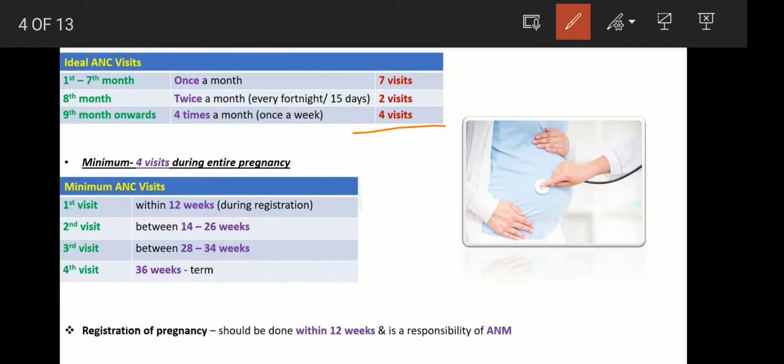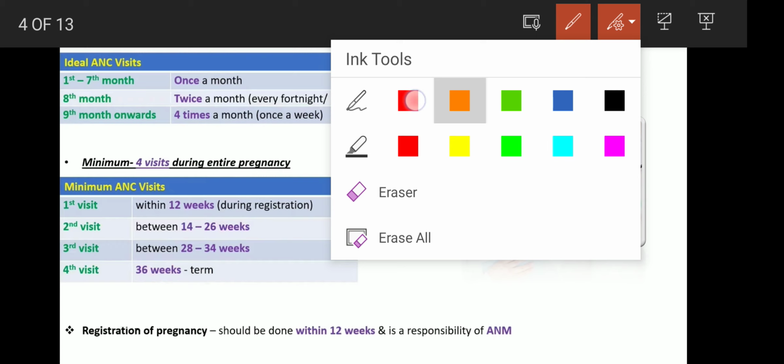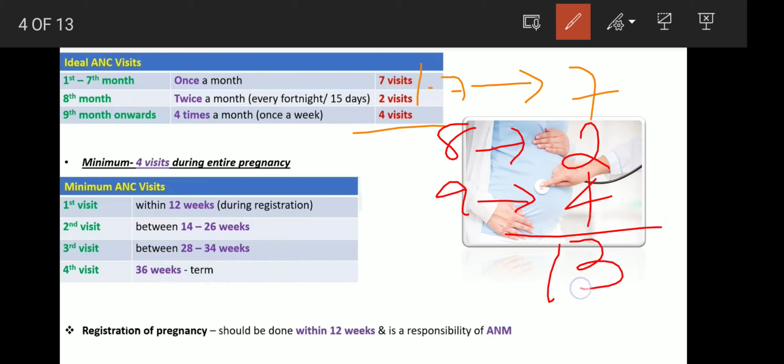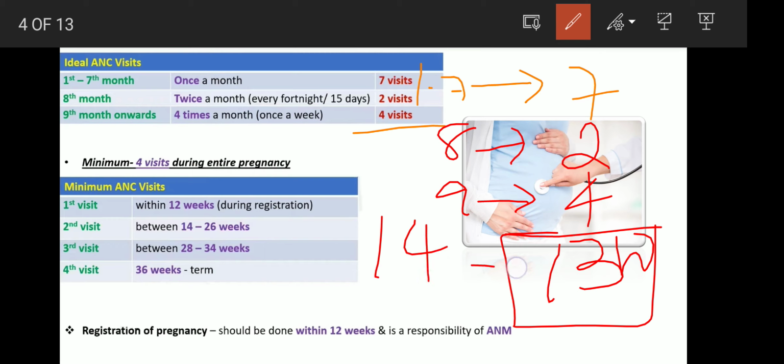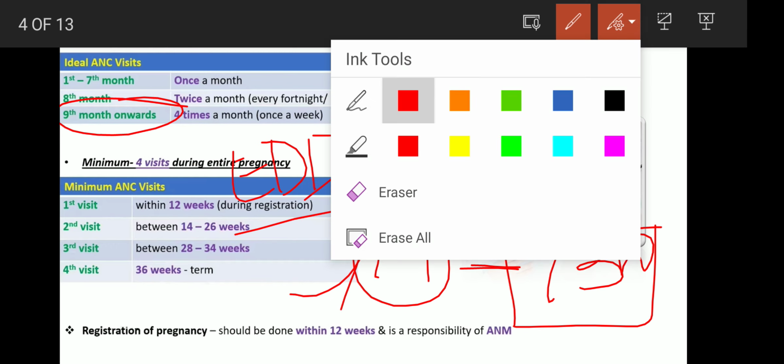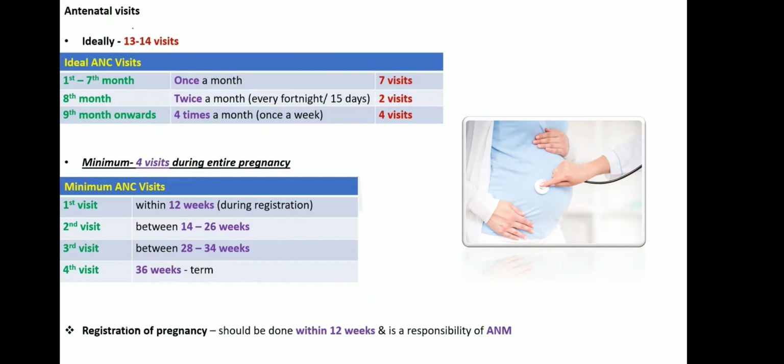So the total we see: the first 7 months, 7 visits. In the 8th month she has to make 2 visits. In the 9th month onwards, every week, a total of 4 visits. It completes 13 weeks. So now, why have they given 13 to 14? Sometimes the EDD extends beyond the 9 months. Beyond the 9 months, it exceeds. So 14 visits are also possible. It can extend into the 10th month. So 14 visits are also ideal.